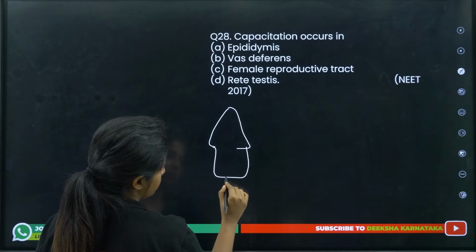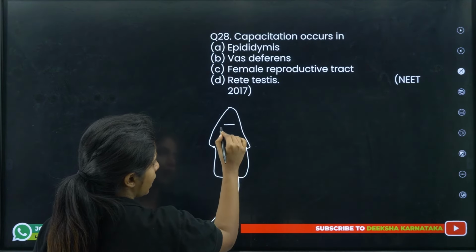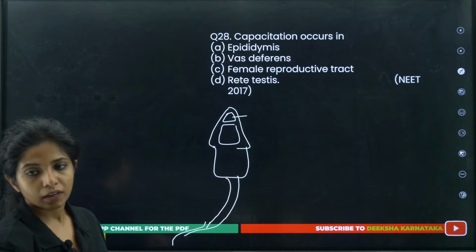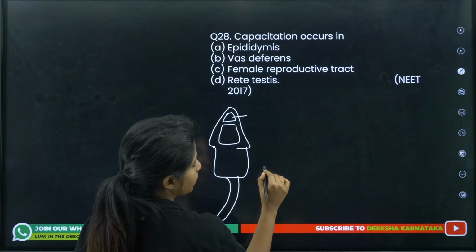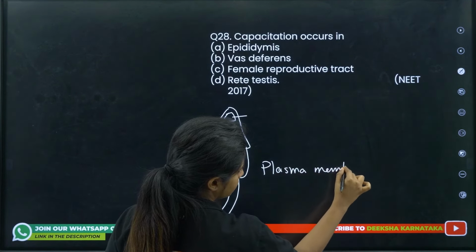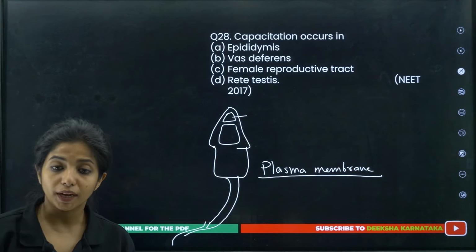You know sperm has a middle piece, head region and the whole tail and everything, right? So the head has the nucleus and at the top it has the acrosomal cap, right? And the whole body is basically covered by something that is known as plasma membrane.